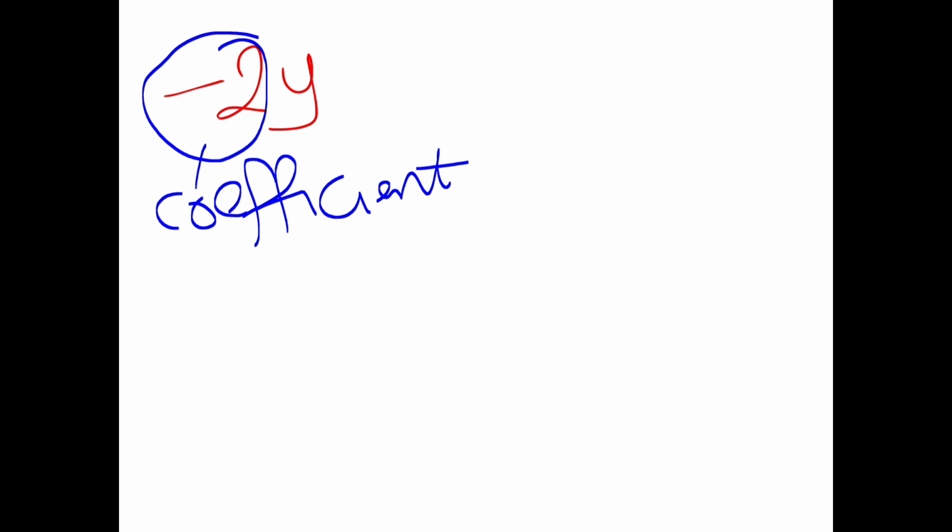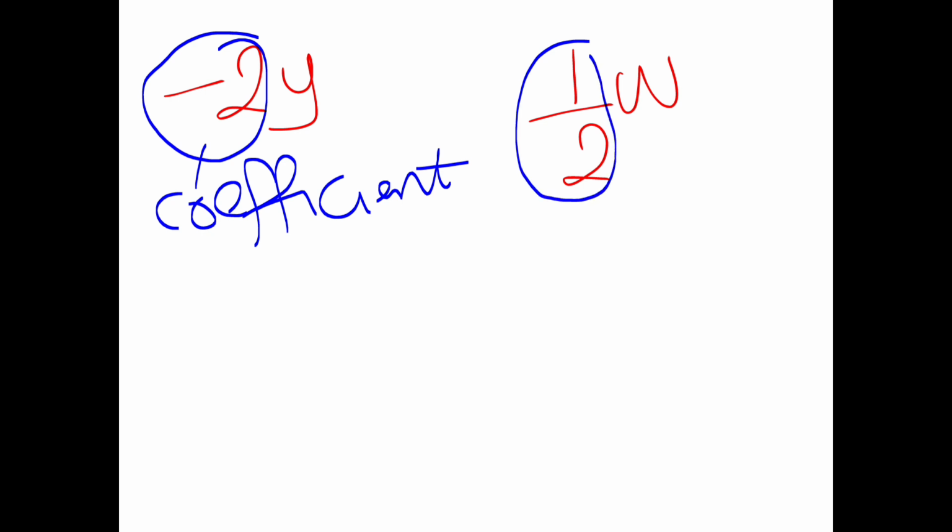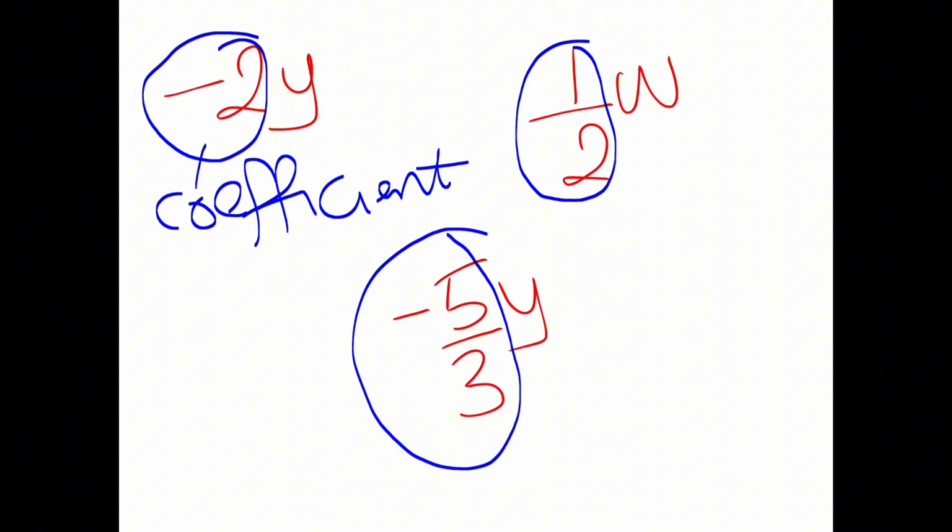What if I have 1 over 2 W? What is my coefficient? Very good. The coefficient is 1 over 2. You can see it's very simple, right? Interesting. So what if I have minus 5 over 3y? What is my coefficient? Good. Minus 5 over 3. Do you understand what coefficient is now?